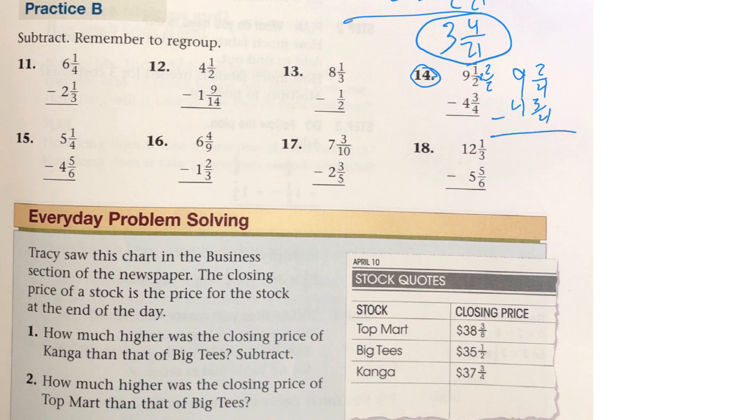We can't take 3 from 2 though, so we have to regroup. So take 1 from 9 and give 4/4 to 2/4 to make 6/4. Now we can take 3 from 6 and we get 3/4. You can see that we took this 3 away from that 6, and we're left with 3. And now we're going to subtract this 4 from the 8, and we'll be left with 4 whole. So 4 3/4 is our answer. So that's how we can regroup.